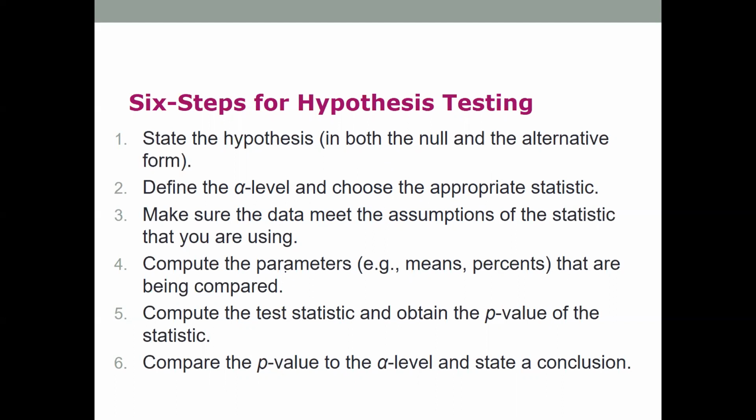You're going to compute the parameters that are being compared. So are you comparing means? Are you comparing percents? You want to make sure those are computed. You're going to compute the test statistic and obtain the p-value of the statistic. So some type of statistical test, and get the p-value. You're then going to compare the p-value to the alpha level and state a conclusion.